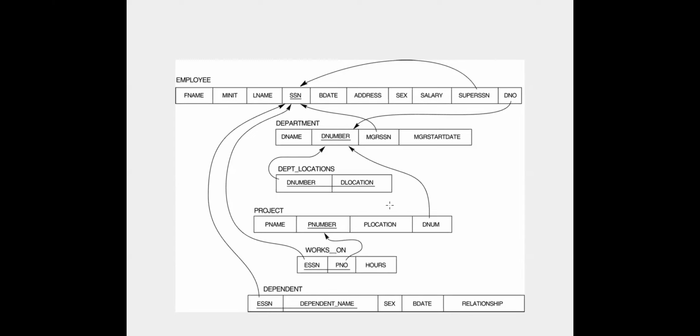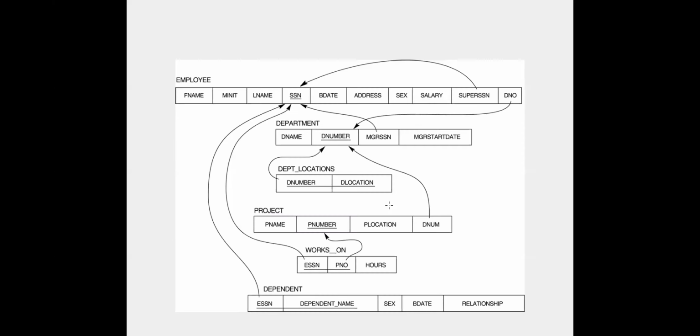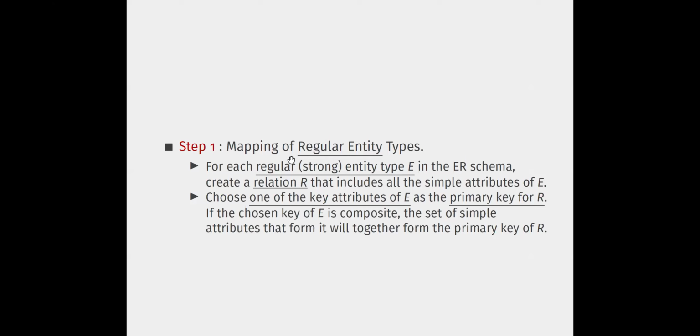I will start this, and then I will post a video on the complete mapping part. But let me start with the basics. When you want to do the mapping, we usually start with entities. First, we will discuss how to map regular entities. Each regular entity will be a schema. That means for every entity you create a relation R, or in other words, a table.